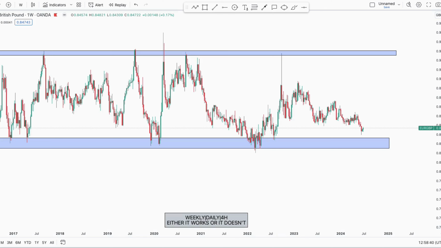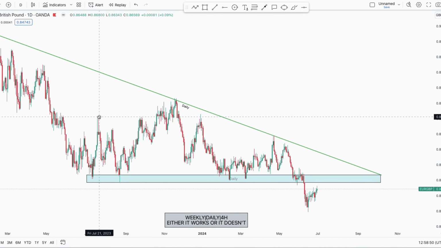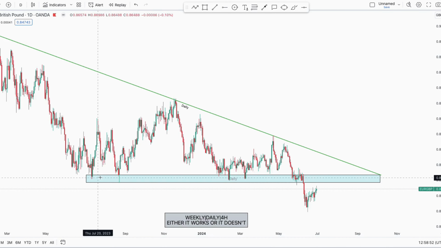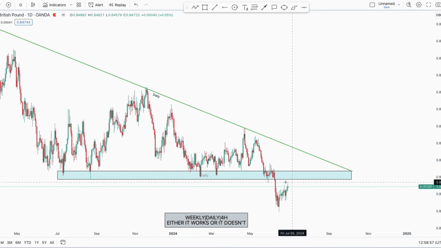So pretty much we're going to look at Euro, Great Britain Pound to start it off on a weekly time frame. We can see we're in a gigantic range here on this weekly time frame. Then we're going to break it down to the daily time frame, see if there's any opportunities. So we see this bearish trend break at support down here on the daily time frame. We're starting to pull back into that area.